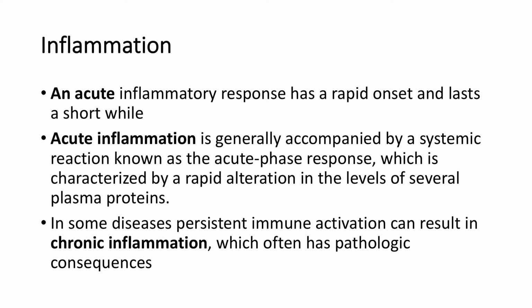But when acute inflammation persists for a long time, it turns into a systemic reaction, also known as the acute phase response, which is characterized by rapid alteration in the level of several plasma proteins. And in some diseases it persists, and immune activation can result in chronic inflammation, which often has pathological consequences.